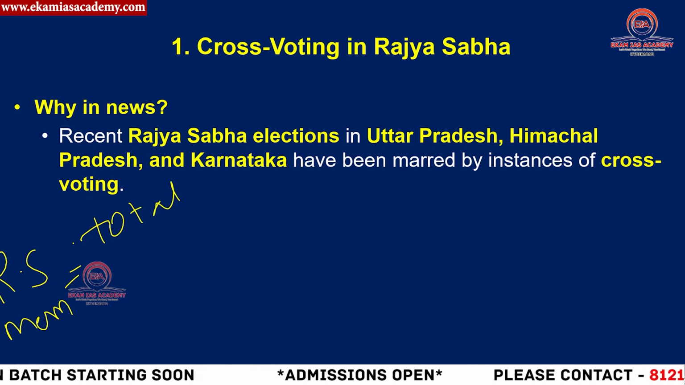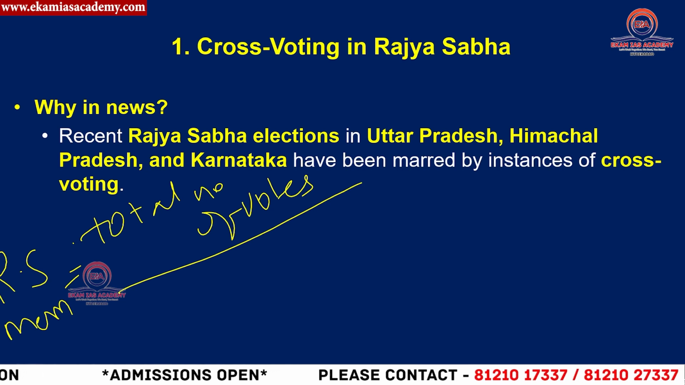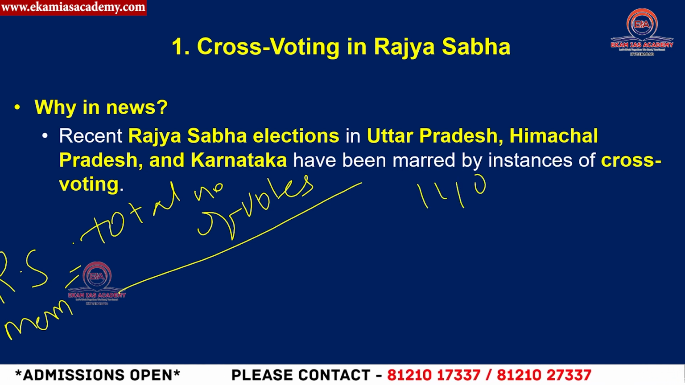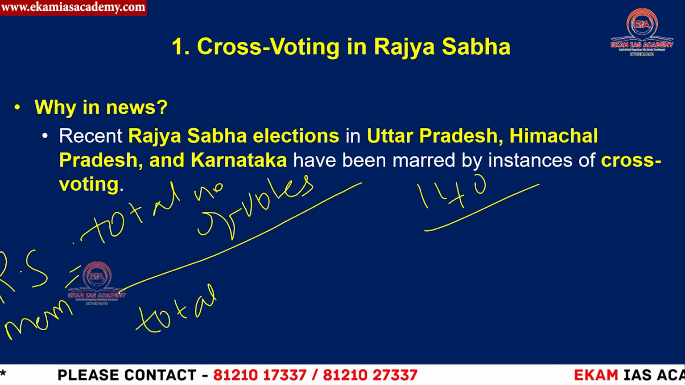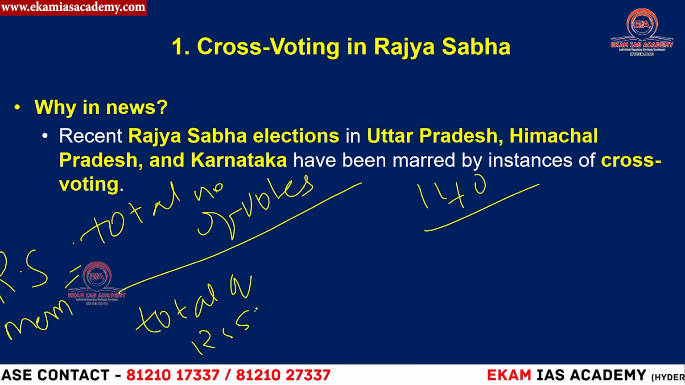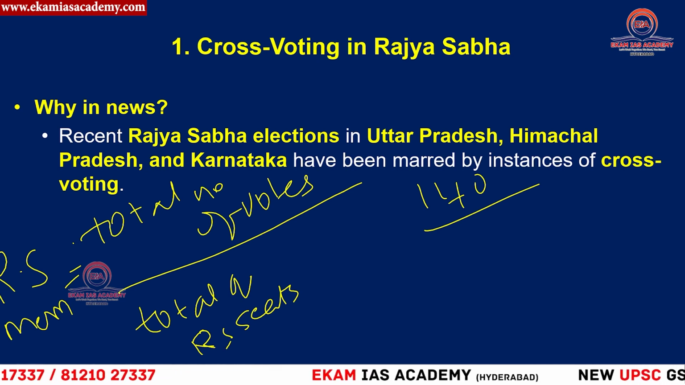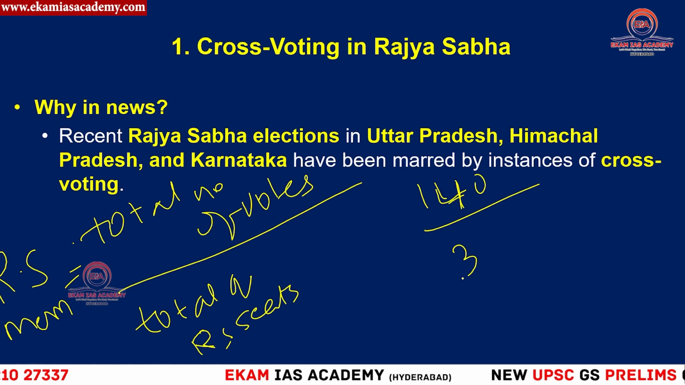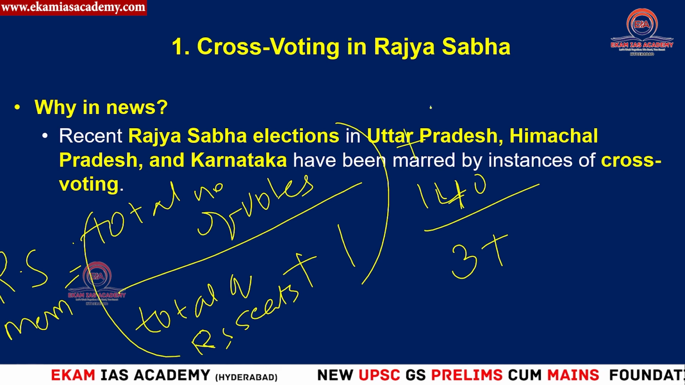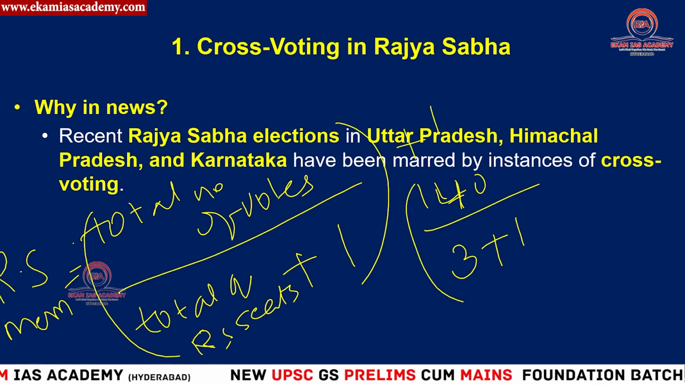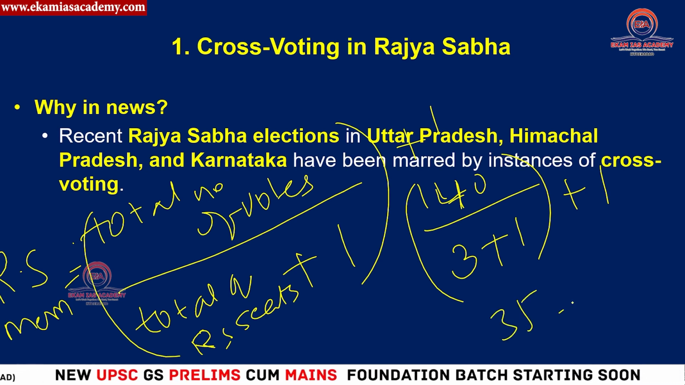The formula is total number of votes, votes meaning how many MLAs there are. In this case it is 140, right? 140 divided by the total number of Rajya Sabha seats allocated. Based on population, seats are allocated as per the fourth schedule. For example, if the state of X was allocated 3 seats, then the formula is seats plus 1, plus 1. That means 140 divided by 3 plus 1, which is 4, gives 35, plus 1, 36.